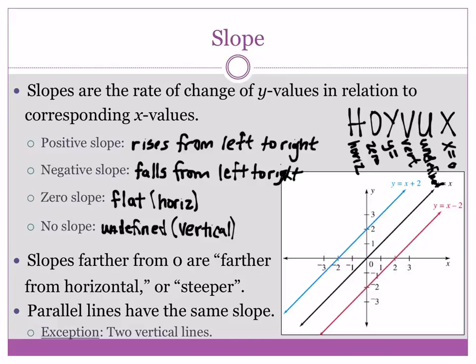Slopes that are farther from 0 are farther from horizontal, or steeper. So bigger numbers give you steeper slopes.